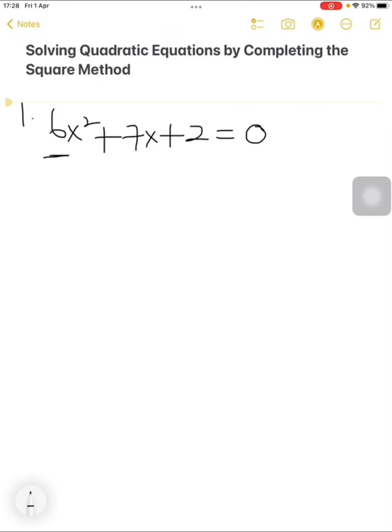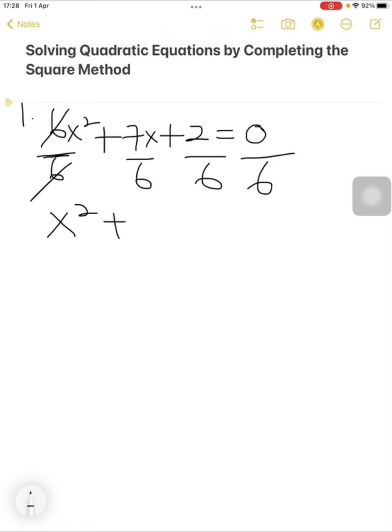What do we do to make it 1? We have to divide everything by 6. So we divide by 6, we divide by 6, and we divide by 6. So the 6 cancels, and then here we'll have x squared plus 7 over 6x plus 1 over 3 is equal to 0. That's the first step.